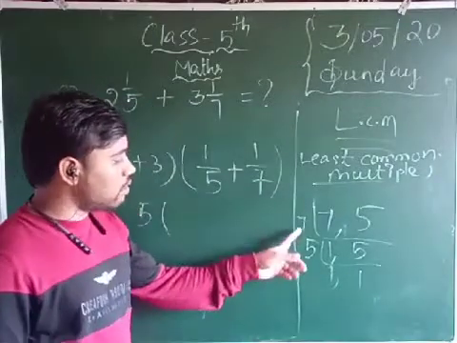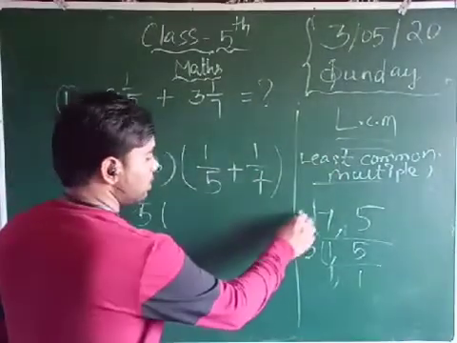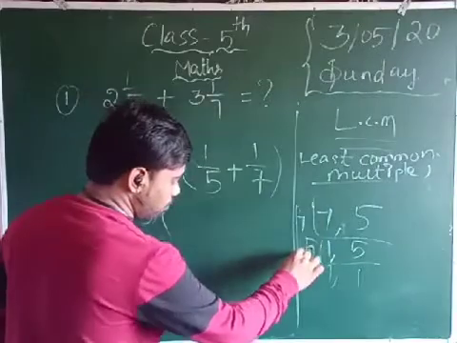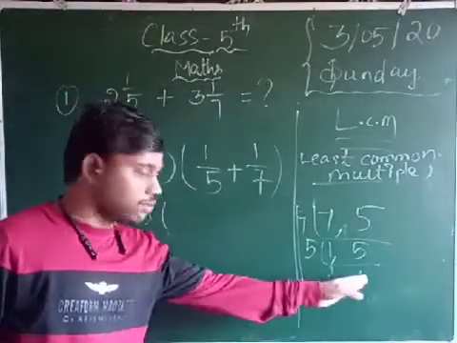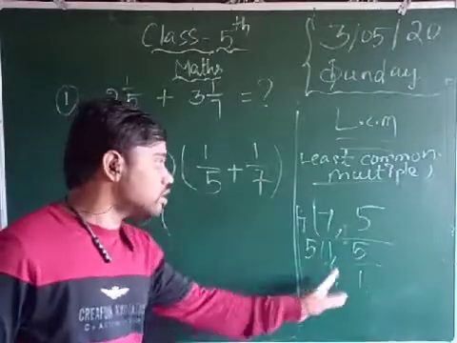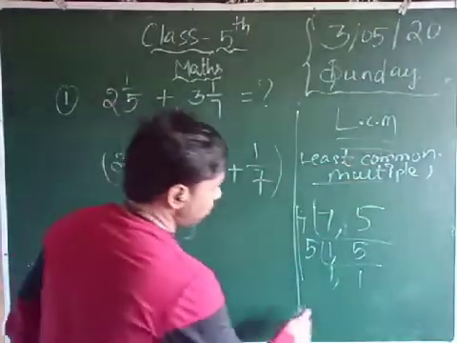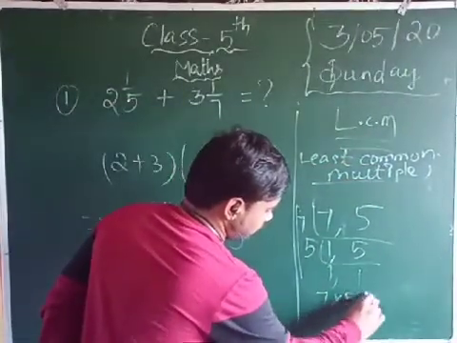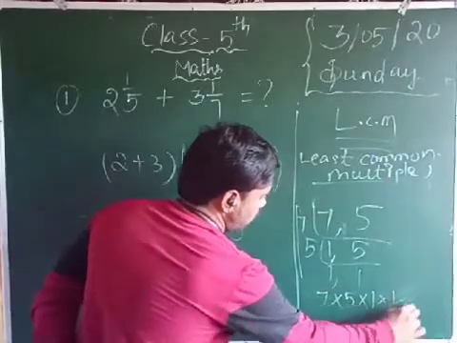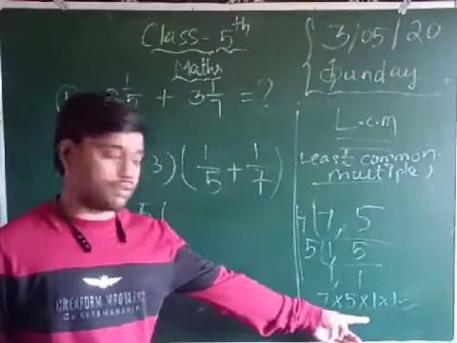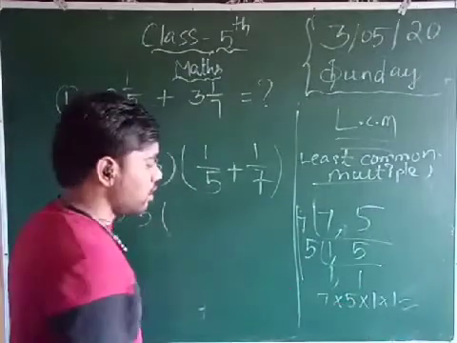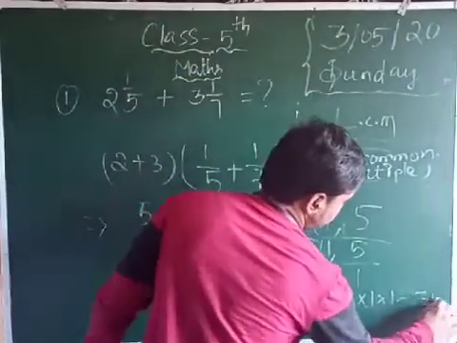Okay, now least common multiple means this side, this column line: how many numbers are present down there, you can multiply them all. Okay, understand? Now you can take 7 into 5 into 1 into 1. Now 7 fives are 35. 35 into 1 is 35. 35 into 1 is 35. Now the LCM is 35.